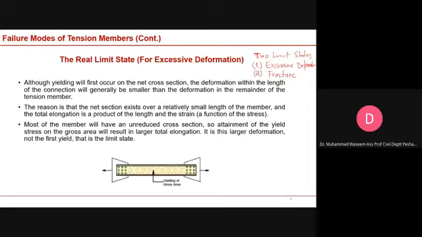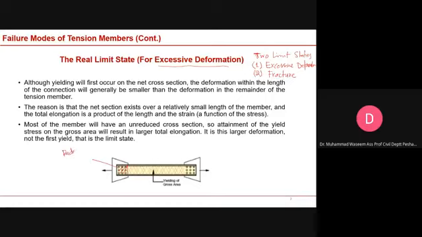These are the two limit states, and in this slide we are going to discuss the excessive deformation. You already know that in this region, the connected part of the member, you have a reduced area.